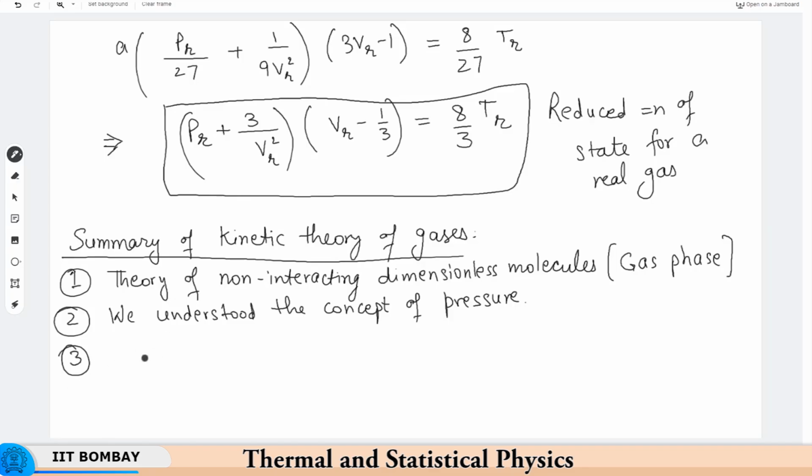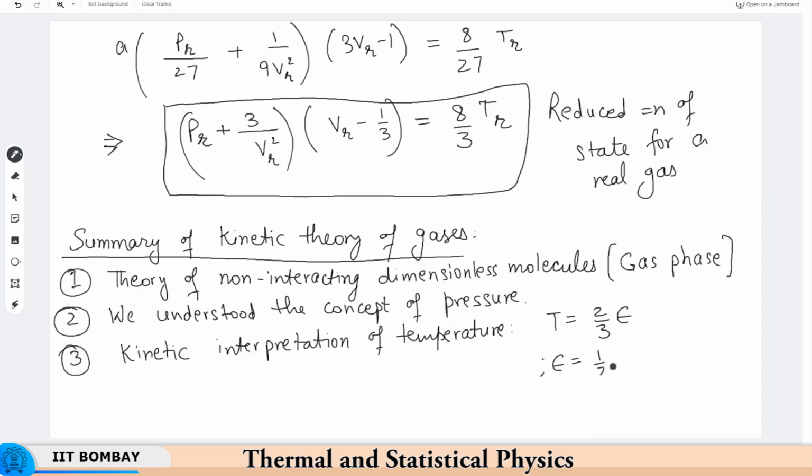Later we defined the concept of temperature, right? So we did a kinetic interpretation of temperature. The way we did it was that the temperature is nothing but 2 by 3 times epsilon, where epsilon is half mv squared average. This is the average kinetic energy of one molecule. Okay, so this is how we defined the temperature.